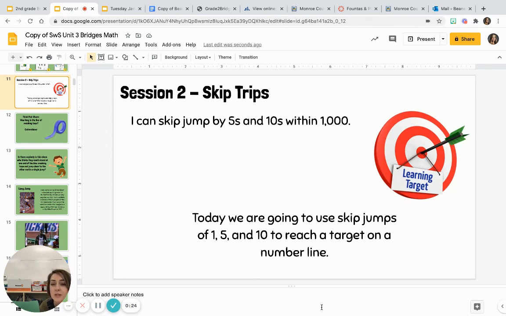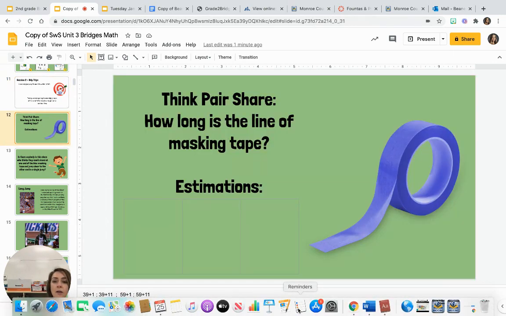So we're going to use our skip jumps of 1, 5, and 10 to reach a target on the number line. So before we start talking about that, I want you to look at that line that's behind me. It should be on the floor, but since you're not here, it's hard for me to show a line on the floor. So I drew it on the board instead. And I want you to think about how long the line is. So again, it's not masking tape, it's a line on the board.